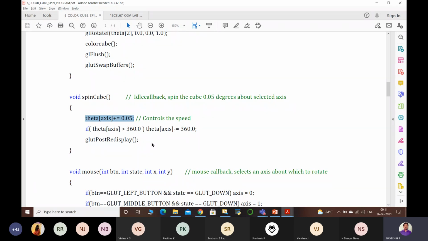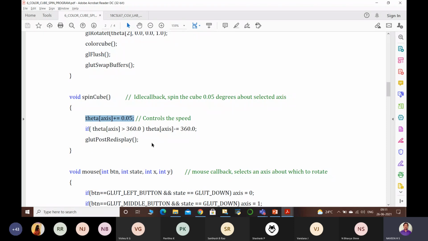It means once your object has completely rotated 360 degrees, the angle wraps back around and it continues rotating. It means one complete cycle is finished. Okay. So after that, initially you display your cube, and after performing the spinning with respect to that 360 degree concept, again you are going to display.